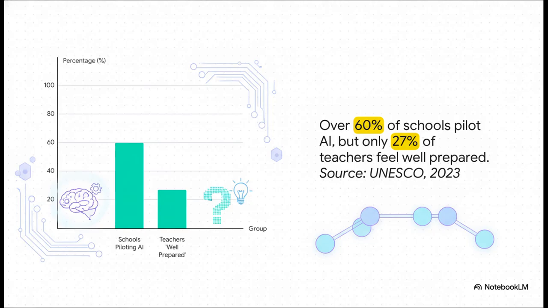Okay, so take a look at this. This chart tells a really powerful story. UNESCO found that a whopping 60% of schools are already trying out AI. That's a lot. But here's the catch, and it's a big one. Only 27% of teachers actually feel ready for it. See that space between the bars? That's the preparedness gap, and that's exactly what we need to tackle.